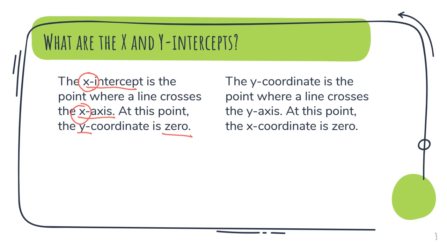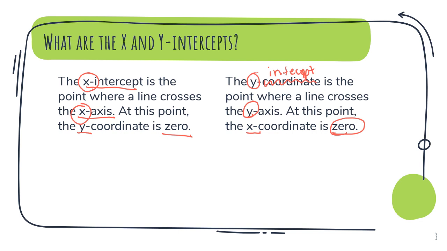And the y-intercept is the point where a line crosses the y-axis. So we have the y-intercept crossing the y-axis. And at this point, the x-coordinate is 0. So it's the exact same thing except opposite.